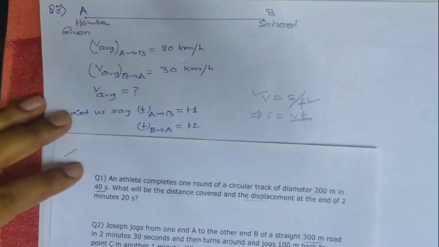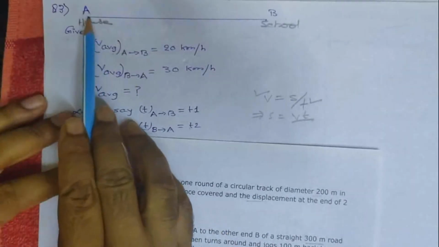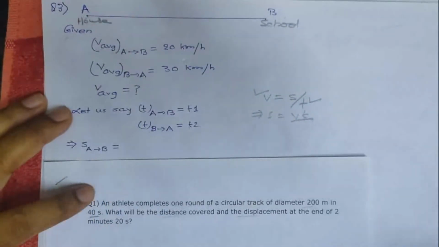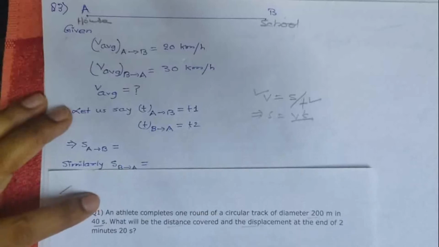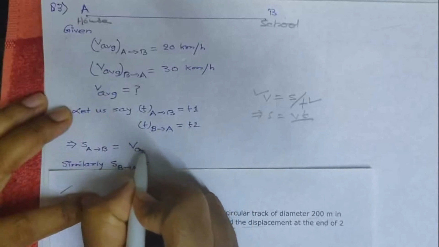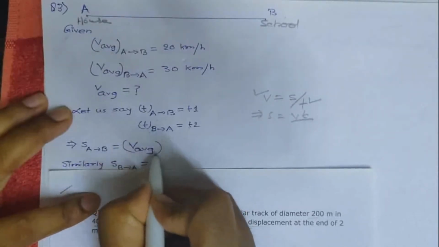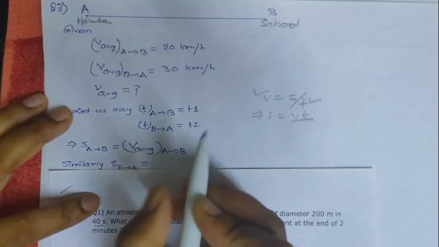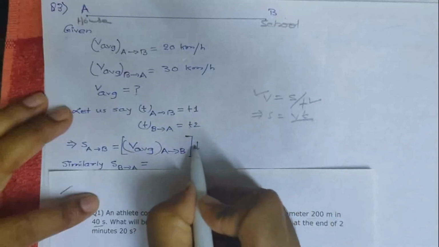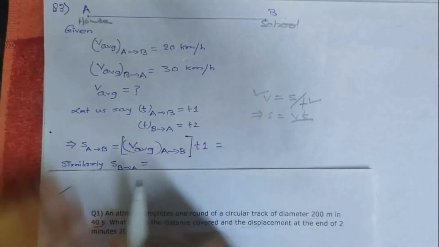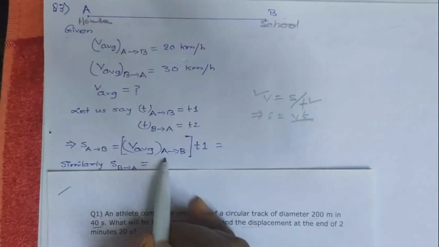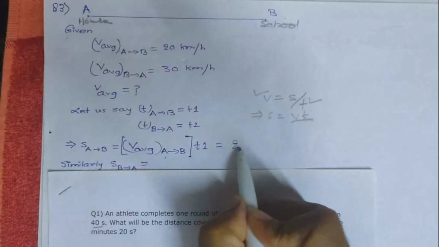Now we can calculate the distance traveled while moving from A to B using this concept. What is the distance traveled while moving from A to B? It will be the average speed while moving from A to B, into t1. It is as simple as that. What is the average speed while moving from A to B? 20. So it comes out to be 20 t1.